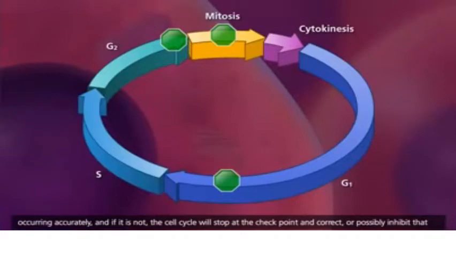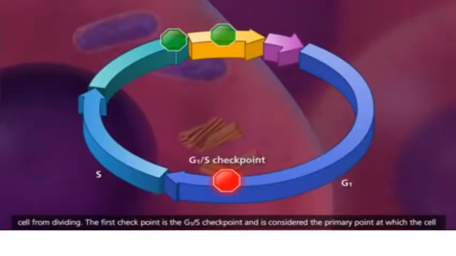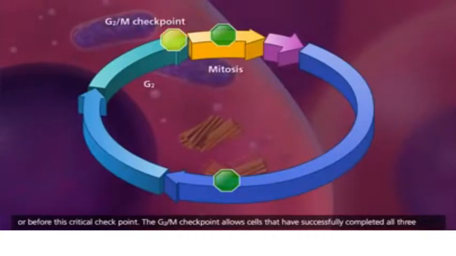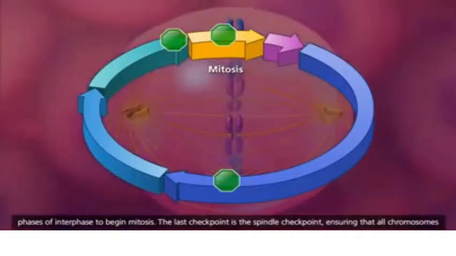And if it is not, the cell cycle will stop at the checkpoint and correct, or possibly inhibit that cell from dividing. The first checkpoint is the G1/S checkpoint, and is considered the primary point at which the cell cycle continues or stops. External signals and growth factors can influence the cell cycle and affect the progress at or before this critical checkpoint. The G2/M checkpoint allows cells that have successfully completed all three phases of interphase to begin mitosis.